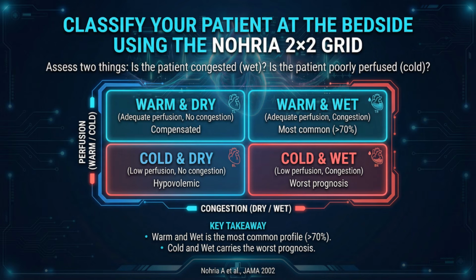A wet patient has signs of volume overload, like edema or elevated jugular venous pressure. A cold patient has signs of poor perfusion, like cool extremities or a narrow pulse pressure. The most common profile, representing over 70% of patients, is warm and wet. These patients are congested but still perfusing adequately. The most ominous profile is cold and wet, as these patients are both congested and in a low output state, which carries the worst prognosis.